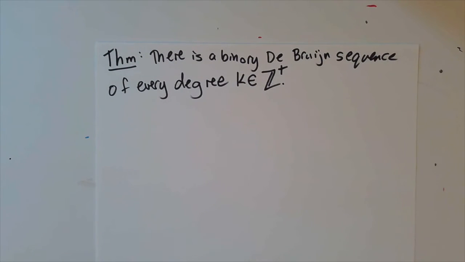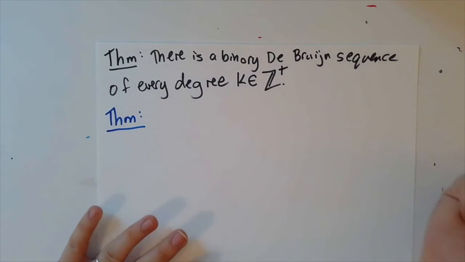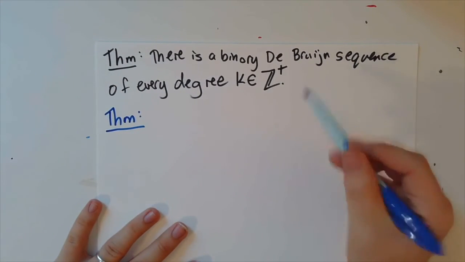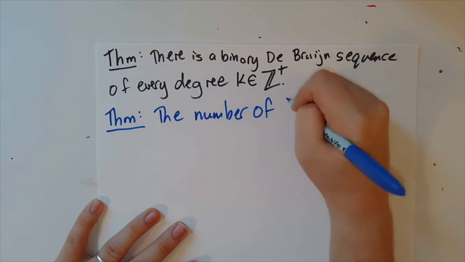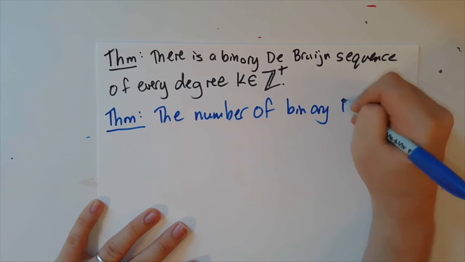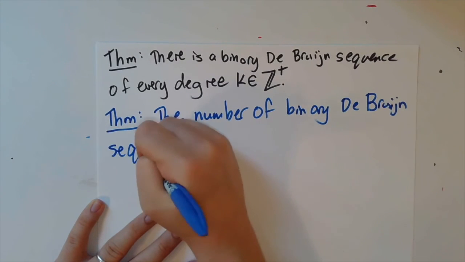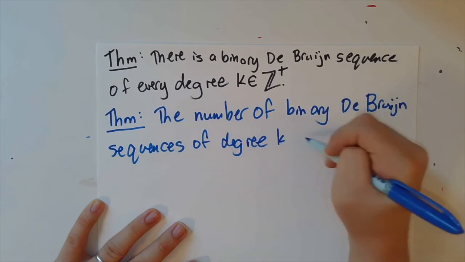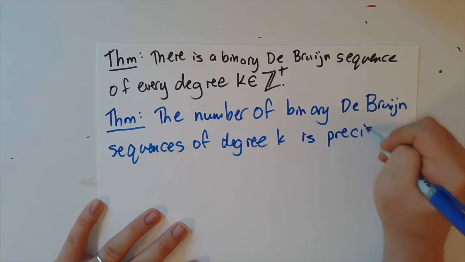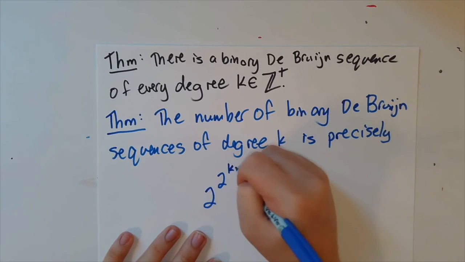Now, here's a case where people actually know a lot more than this. In fact, we actually know the number of binary de Bruijn sequences of each degree. So the number of binary de Bruijn sequences of degree k is precisely 2 to the 2 to the k minus 1.